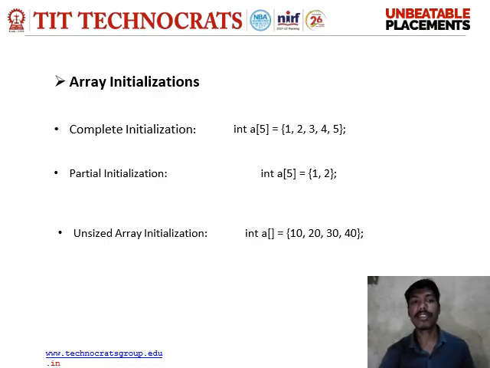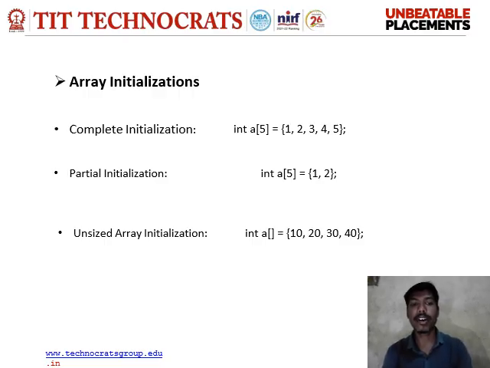Array initializations. There are three kinds: complete initialization, partial initialization, and unsized array initialization. Complete initialization, what do we mean by that? Complete means the size of the array is equal to the number of elements inside the array. In the example, I write int a[5] = {1, 2, 3, 4, 5}, separated by commas. Here the elements are 5 and the size of the array is also 5. The array is fully filled.